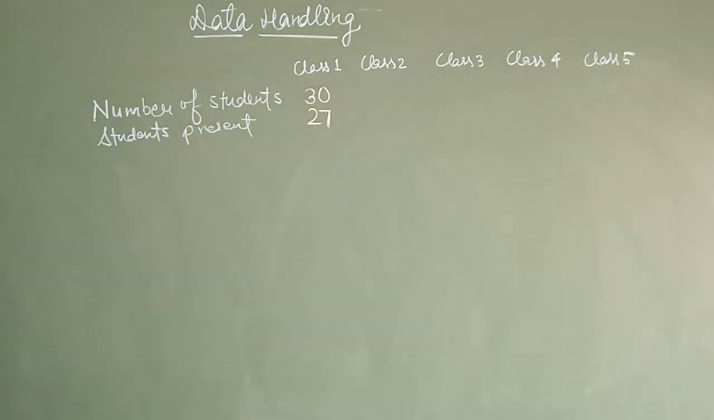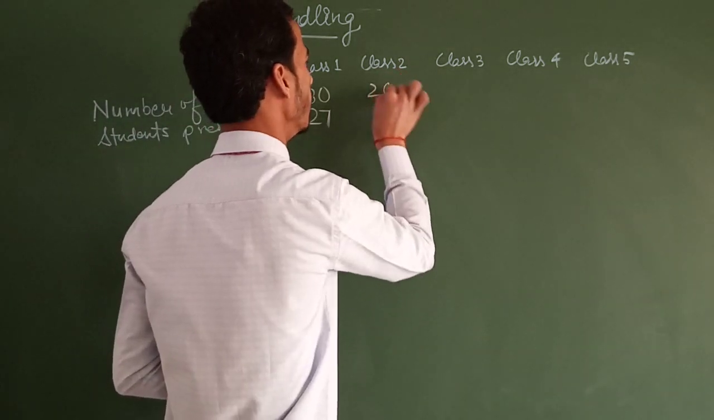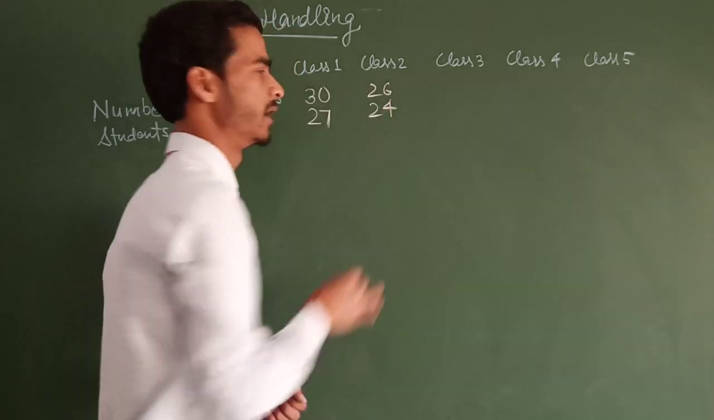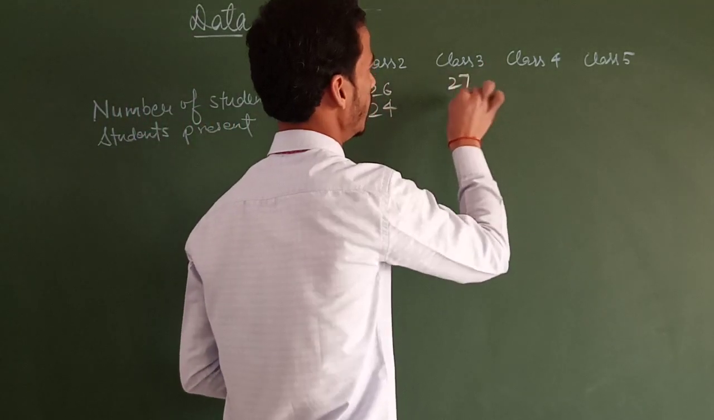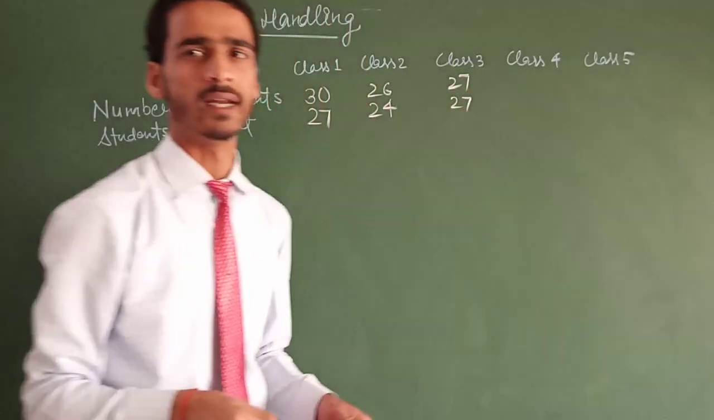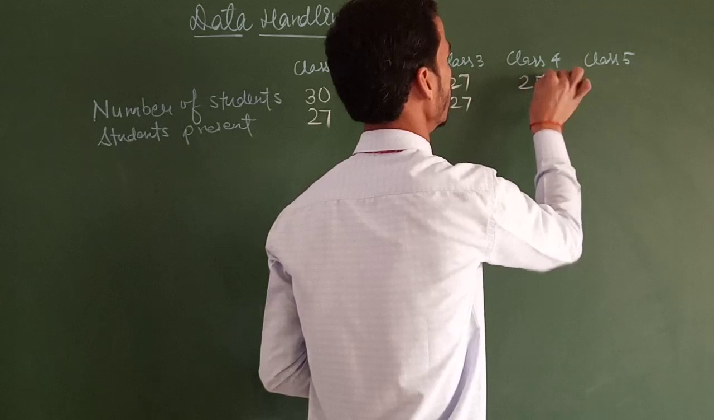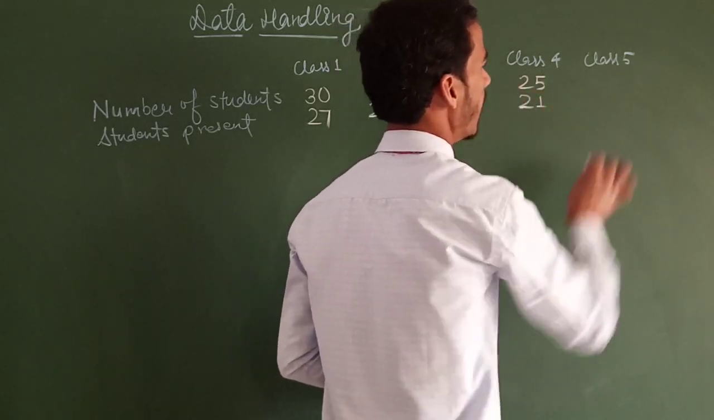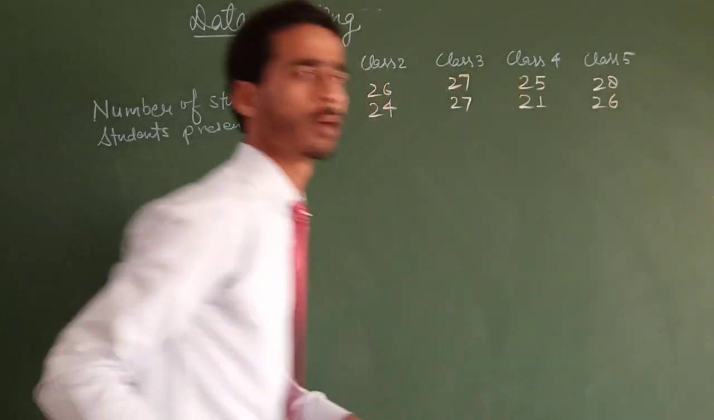In class second there are 26 students and 24 are present, in class third there are 27 students and 27 are present, in class fourth there are 25 students and 21 are present, and in class fifth there are 28 students and 26 are present.